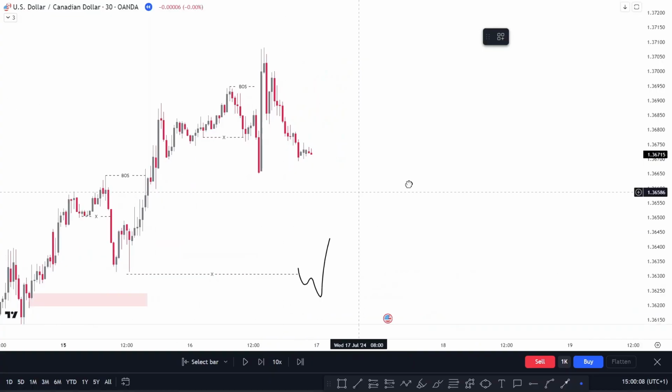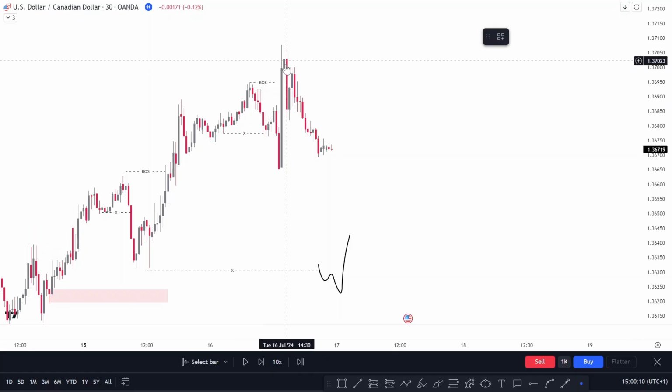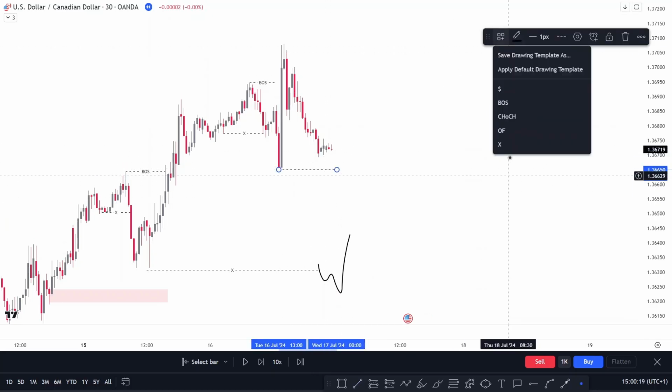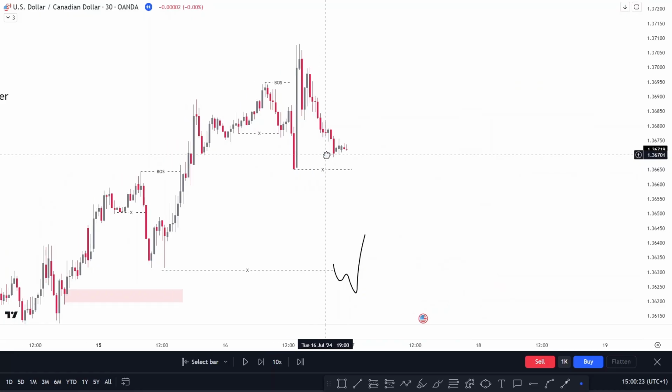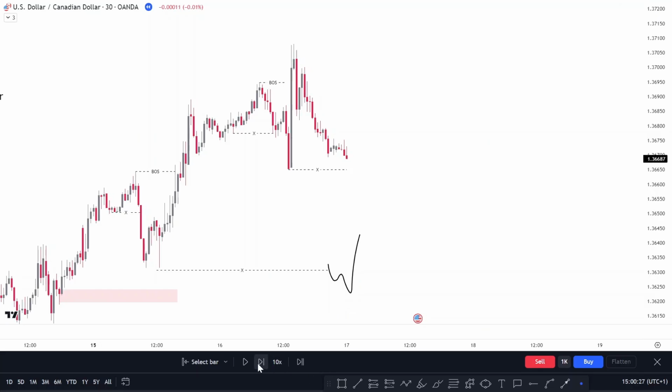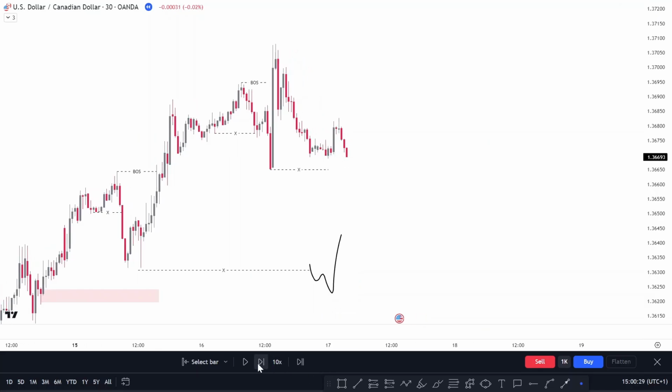And you see that in this structure here, after breaking this structure, there is no inducement in this leg here. So how can we deal with this situation? In this situation, we can wait for the market to sweep our high low, which is here. This acts like our liquidity zone here, and if the market sweeps it, then we can take a buy based on this structure here. So let's wait and see what the market will do.